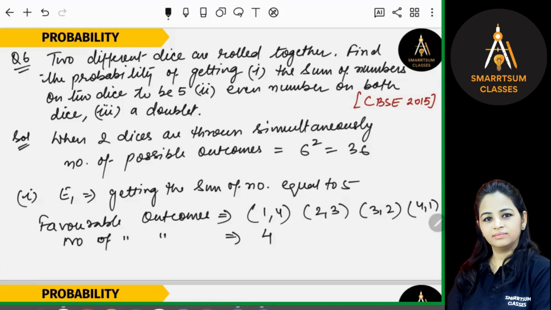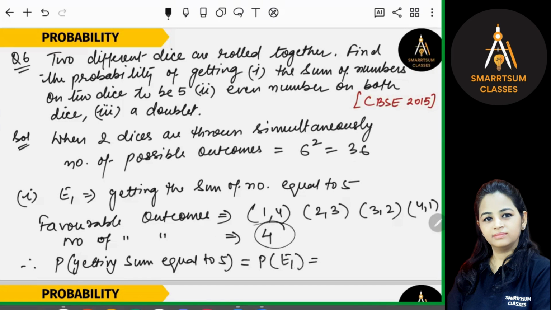Now we can easily find the probability of getting two numbers whose sum is 5. Therefore, the probability of getting a sum equal to 5, that is P(E1), is the total number of favorable outcomes, that is 4, divided by the total number of possible outcomes, that is 36.